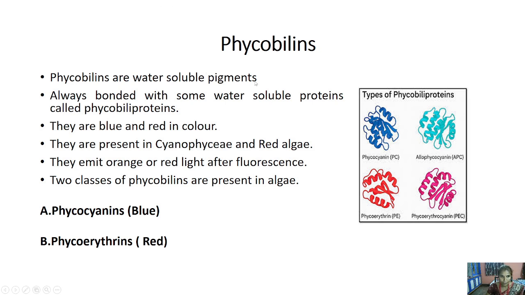Coming to phycobilins, which are water-soluble pigments. They are always bonded with water-soluble proteins called phycobilin proteins. They are either blue or red in color. They are present in Cyanophyceae and red algae. They emit orange or red light after fluorescence. There are generally two categories of phycobilins, phycocyanin, which is a blue pigment, and phycoerythrin, which is a red pigment. These two are the major pigments along with chlorophyll, mainly observed in blue-green algae, Cyanophyceae or Myxophyceae members.